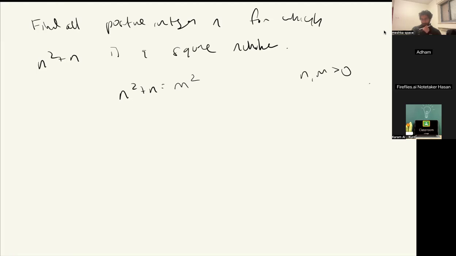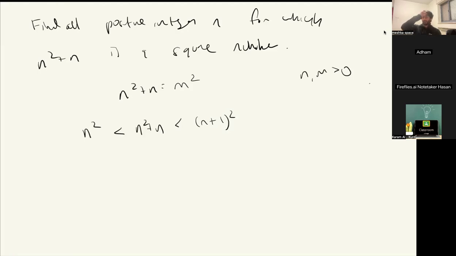I think that there are no such n. Why? Because we have n squared plus n is less than n squared plus 2n plus 1, and n squared plus n is bigger than n squared. Great. And so it's between two consecutive squares. So since this number is between two consecutive squares, it cannot be a square.